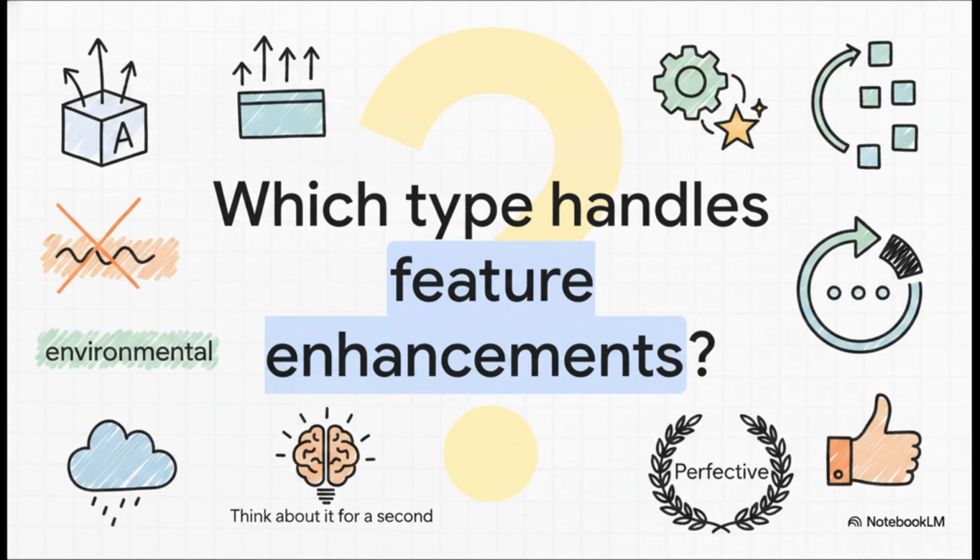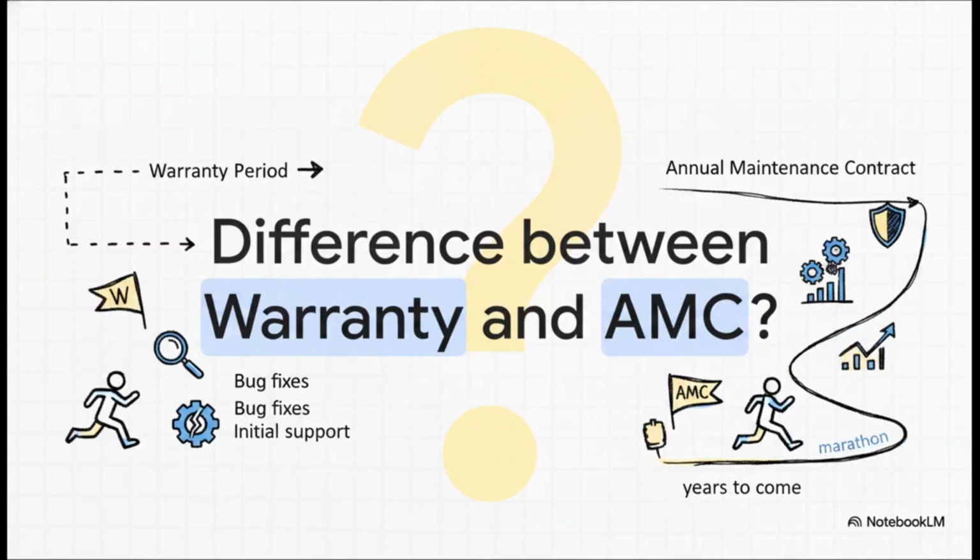Let's hit the next one. Question 2. What is the primary difference between the warranty period and an annual maintenance contract, or AMC? So the crucial point here is timing and formality. Remember the timeline. The warranty period is the short-term initial support phase immediately following day 1 deployment, usually focused on corrective bug fixes. The AMC is the formalized long-term agreement that covers ongoing support and continuous improvement for years to come. Basically, warranty is the sprint, AMC is the marathon.